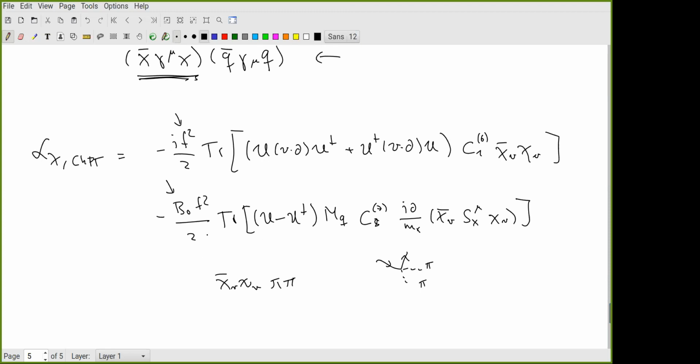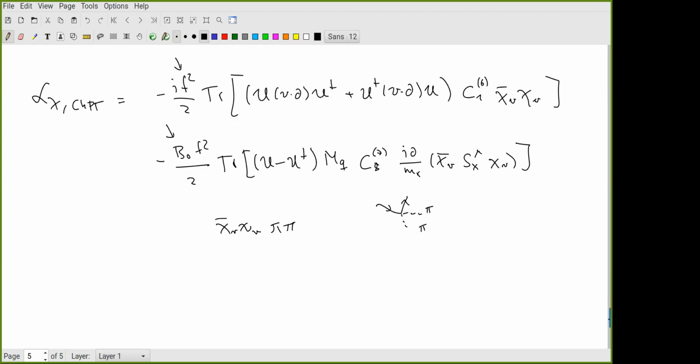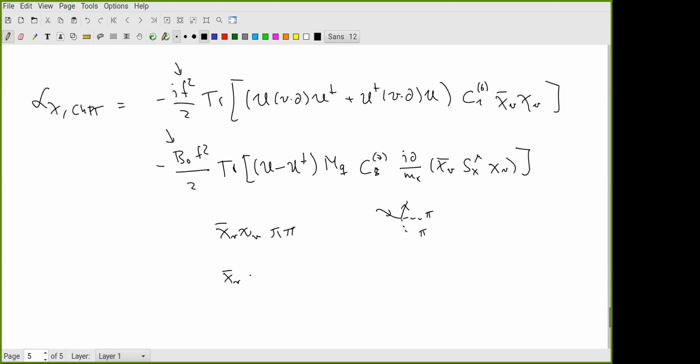If you do the same exercise for the second term, the pseudoscalar current, this spin term, you will see that this term is quadratic in the U field, so it gives you two pion fields. And this term is linear in the U field, so it gives you an interaction with a single pion. So it will give you something like this: chi, chi, pi, and here you have chi, chi, and two pions. Just keep this in mind for the moment.